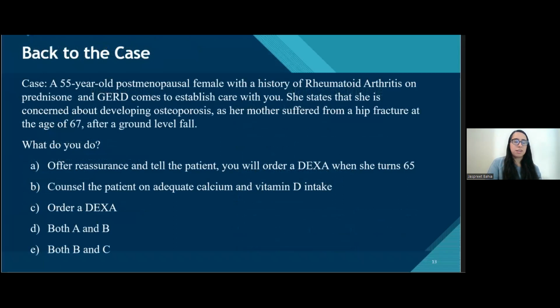So going back to our case, you have a 55-year-old postmenopausal female with a history of rheumatoid arthritis on prednisone and GERD. She comes to establish care with you, and she's really worried about developing osteoporosis because her mom had a hip fracture. So what do you do in this situation?